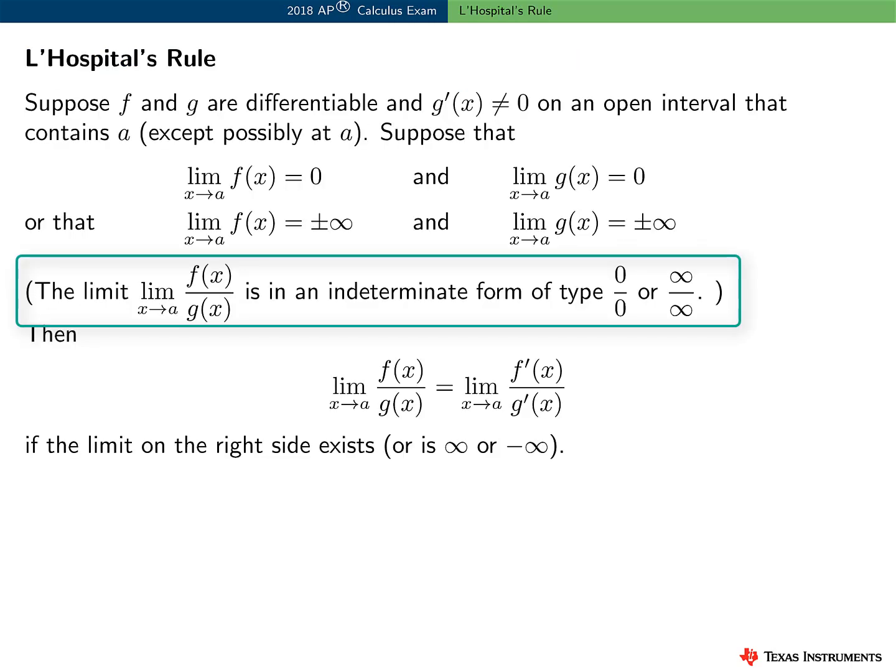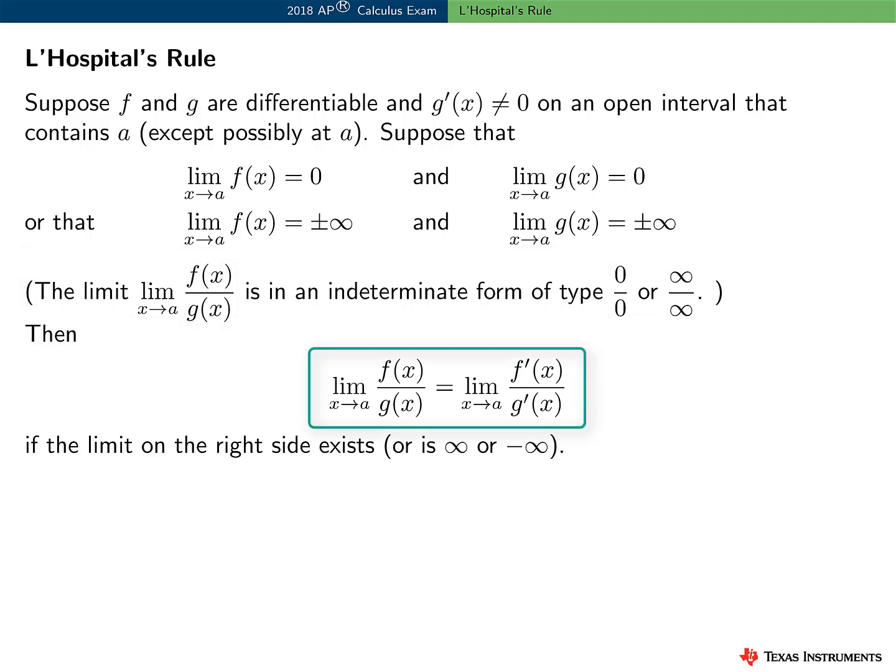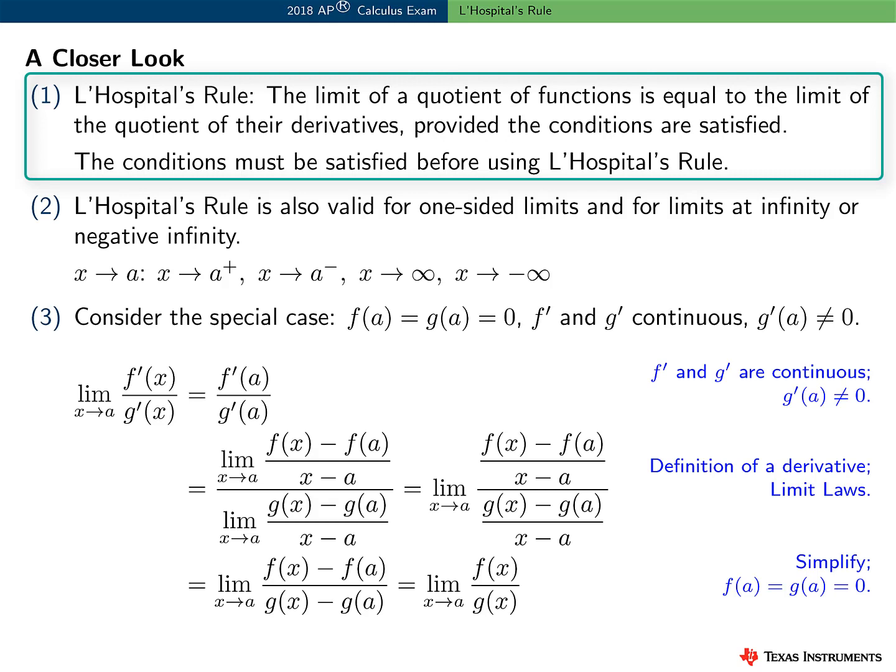Here's a formal statement of L'Hopital's rule, and I'll summarize by saying, suppose the limit, as x goes to a, of f of x over g of x is in an indeterminate form of type 0 over 0 or infinity over infinity. Then the limit as x goes to a of f of x over g of x is equal to the limit as x goes to a of f prime of x over g prime of x, if the limit on the right exists, or is infinity, or minus infinity. Let's take a closer look at this rule.